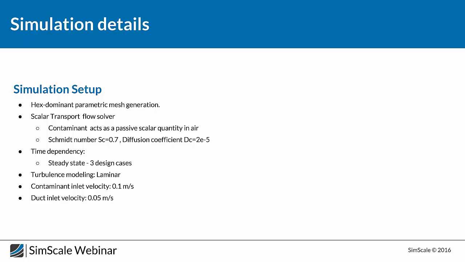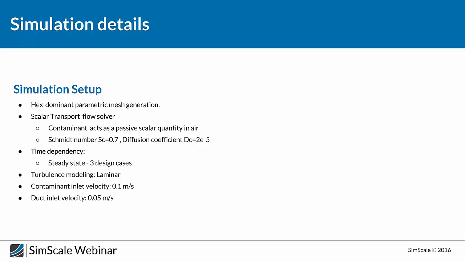And the diffusion coefficient is set to 2 times 10 to the minus 5, which is a property of air. We run 3 cases, all of them steady state, because in this case we are more interested in seeing the contamination levels and the flow conditions in this steady state in our domain. As I mentioned, we are working with laminar flow, so the turbulence modeling is just laminar.